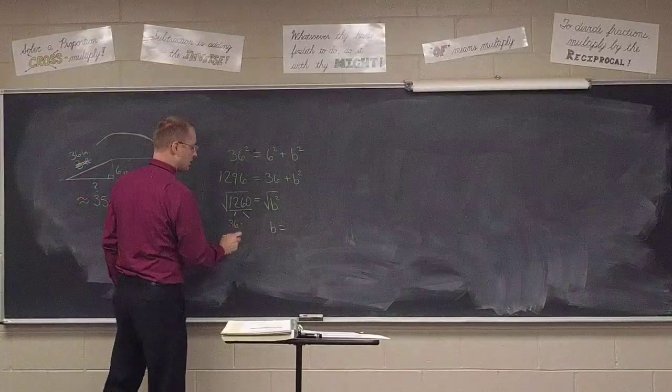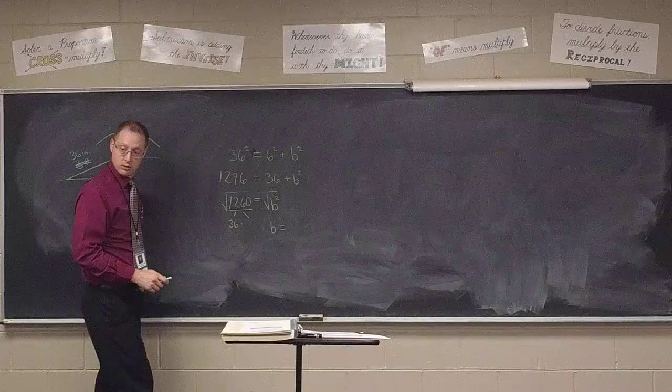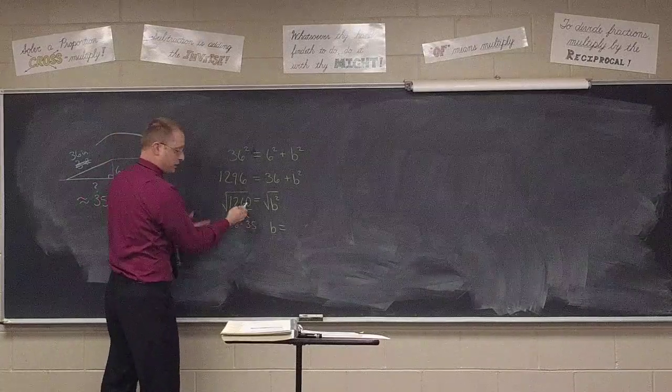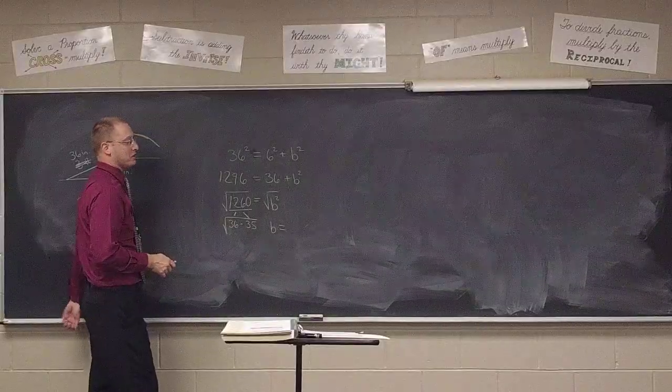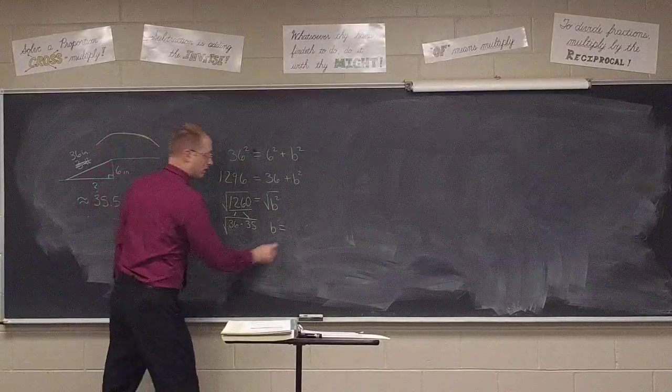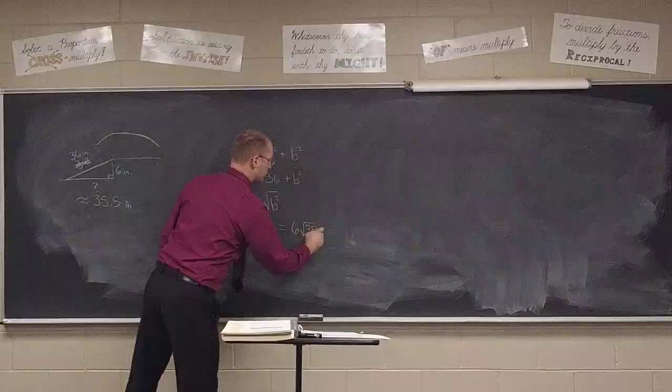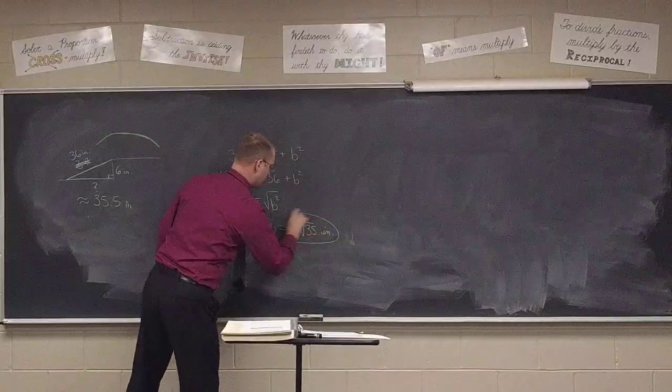35. There we go. Just divide by 36 on the calculator. And so when we reduce this down, what would our reduced answer be, class? 6 times the square root of 35. It's 6 times the square root of 35 inches.